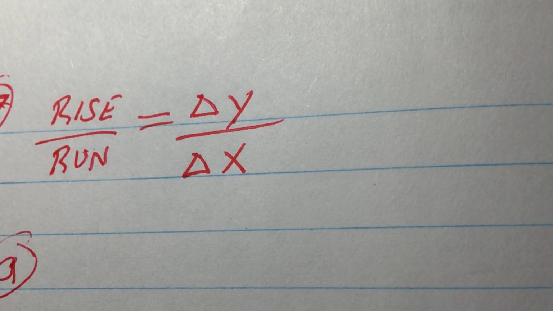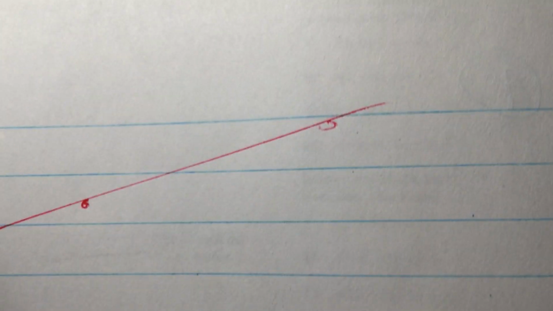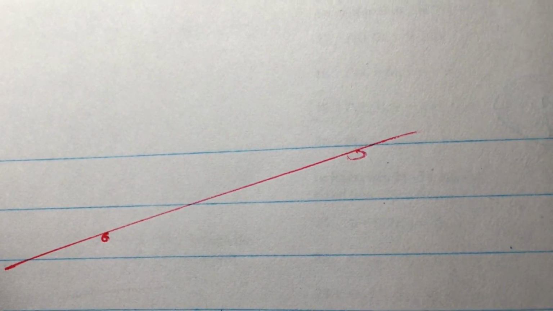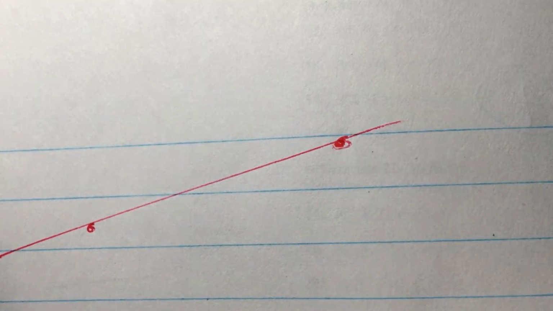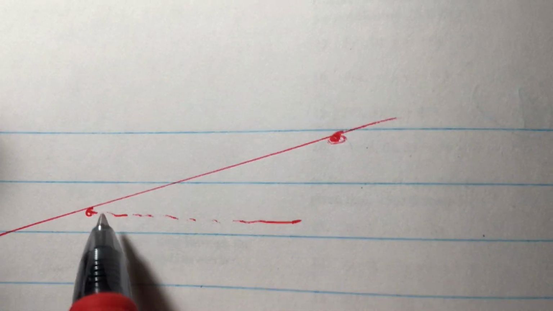Okay, rise over run. So for letter A, that line right there, there's a dot there and a dot there. I can actually put a dot there. So I'm just doing this. I'm counting that way, and I'm counting this way. Come on, paper, stop moving.